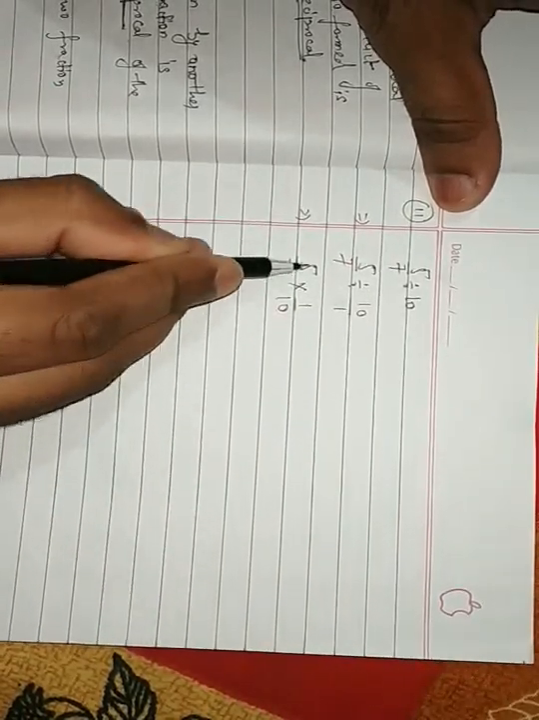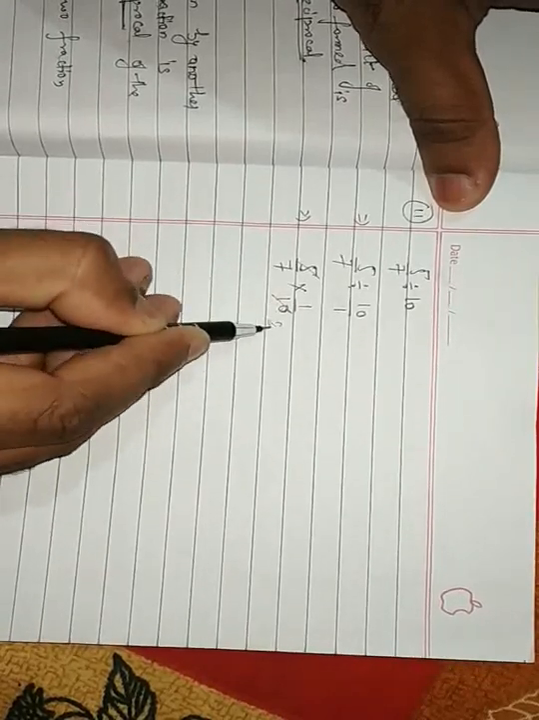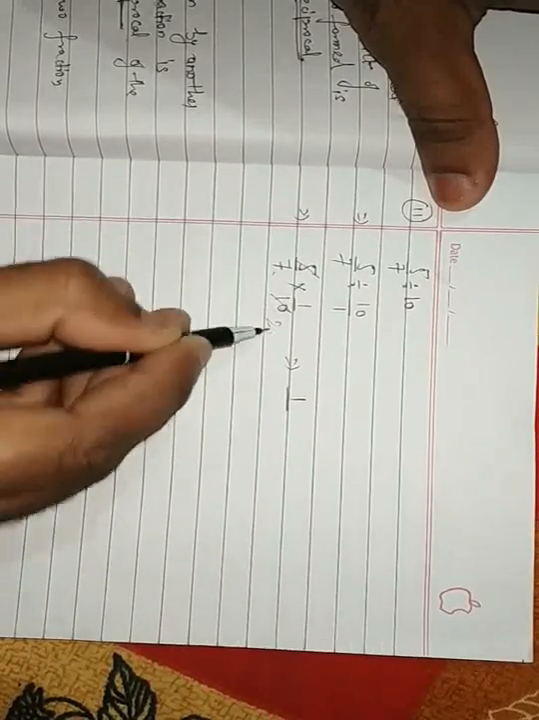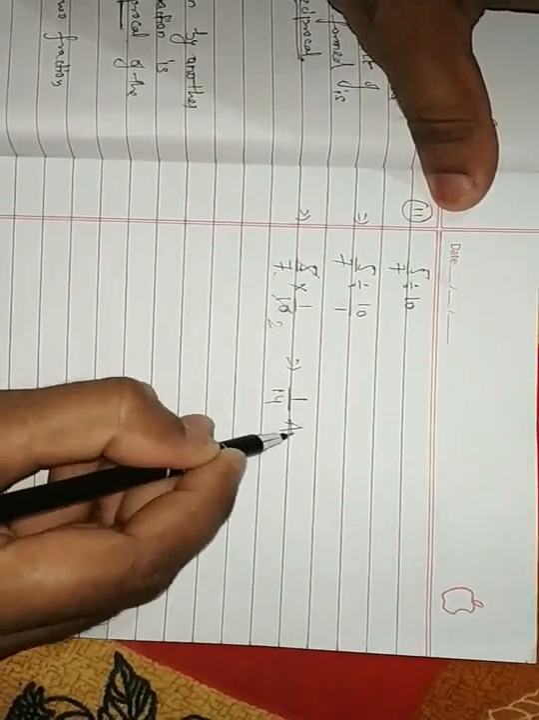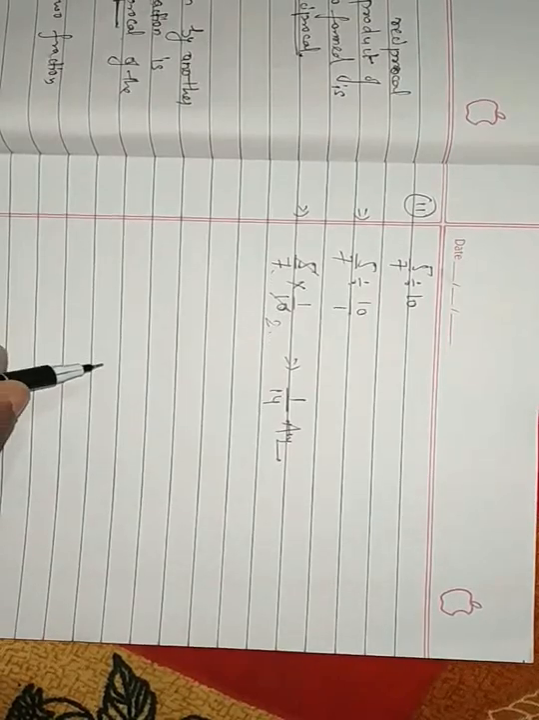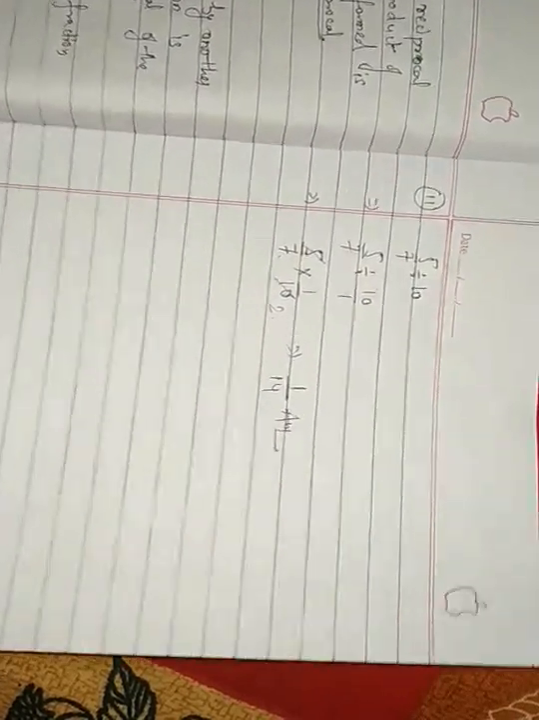This 5 will divide 10. How many times? 2 times. What will be the result? 1 1s are 1 and 7 2s are 14. 1 by 14 is the required answer of the given question. I hope it is clear to everyone.